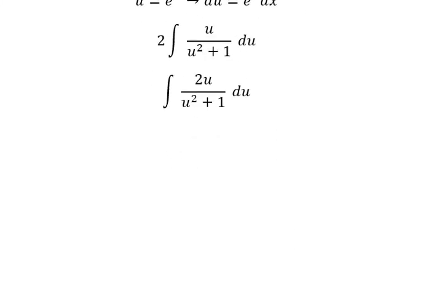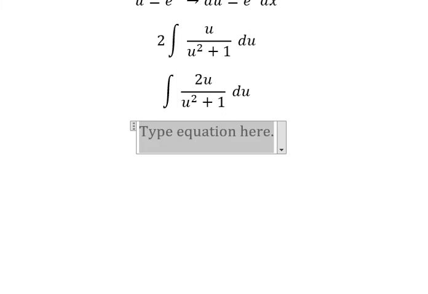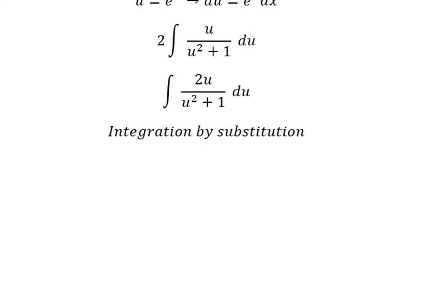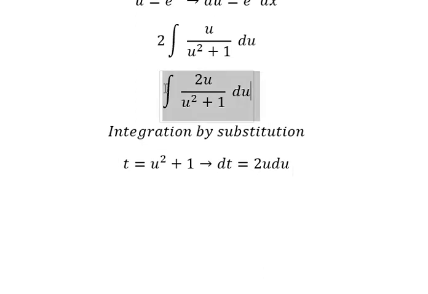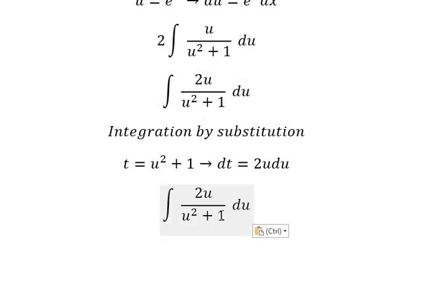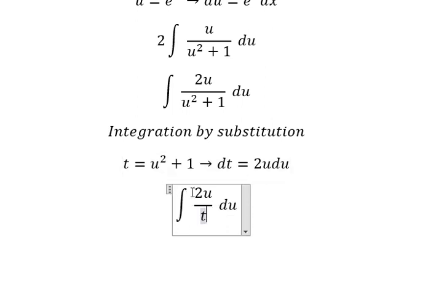Next, we can use integration by substitution. So I will put t equals to u square plus 1. So if we do first derivative for both sides, we have dt equal to 2u du. So this one we can change by t, and 2u du we change by dt.